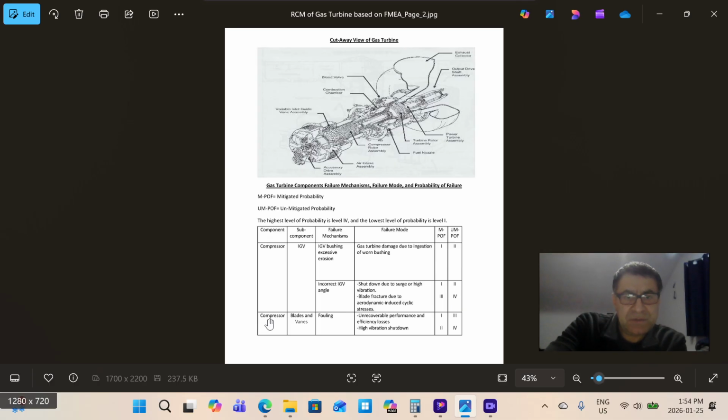Another failure mechanism for the compressor is the blade, fouling. By the time, we are going to encounter fouling and build-up of scales on the blade, and the fouling causes unrecoverable performance and efficiency losses, high vibration and shutdown of the compressor. Unmitigated is high probability. If we don't mitigate this issue, then it becomes a high probability of compressor shutdown.